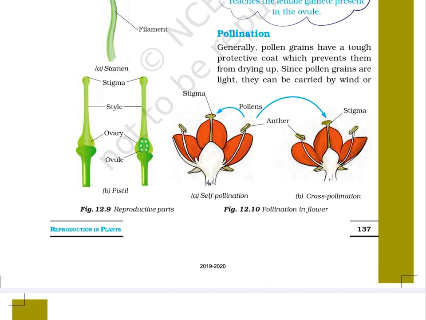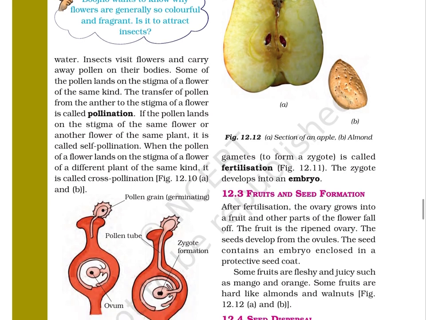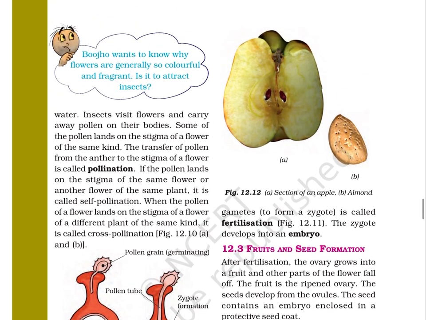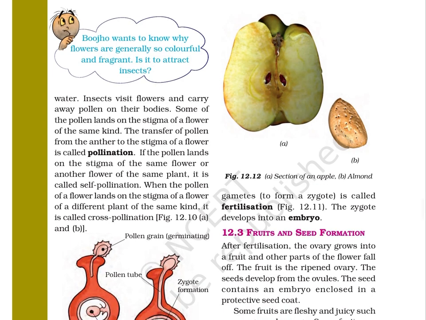Page 138. There's a thought bubble given here. Bojo wants to know why flowers are generally so colorful and fragrant. Is it to attract insects? Insects visit flowers and carry away pollen on their bodies. Some of the pollen lands on the stigma of a flower of the same kind. The transfer of pollen from the anther to the stigma of a flower is called pollination.